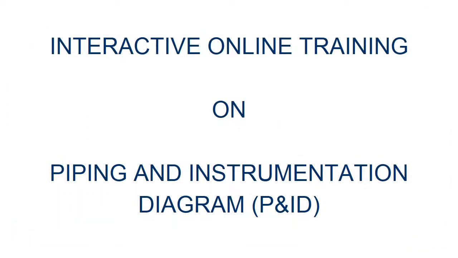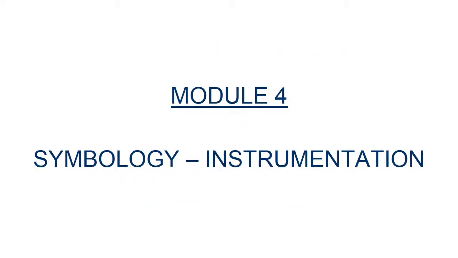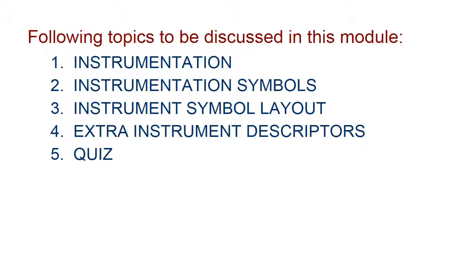Interactive online training on piping and instrumentation diagram. Module 4. Symbology Instrumentation. Following topics to be discussed in this module. 1. Instrumentation. 2. Instrumentation symbols. 3. Instrument symbol layout. 4. Extra instrument descriptors. 5. Quiz.